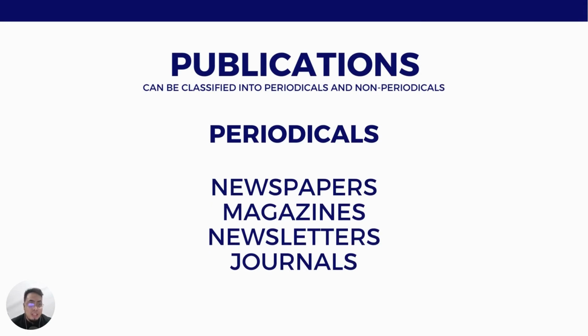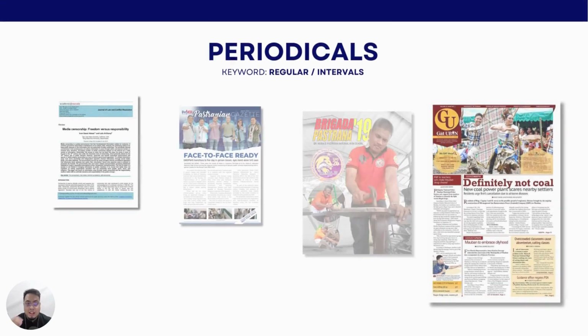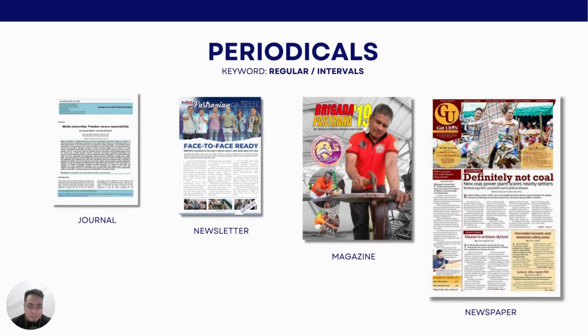Next, examples of publications. These are classified into periodicals and non-periodicals. For periodicals, we have newspapers, magazines, newsletters, and journals. So these four can be classified by how we look at them. Examples of newspapers could be published daily, weekly, bi-weekly, or monthly, or in the case of a student publication, we publish some bisemestral and some annually because of the lack of funds. Another example is a magazine, and then a newsletter, and then a journal.